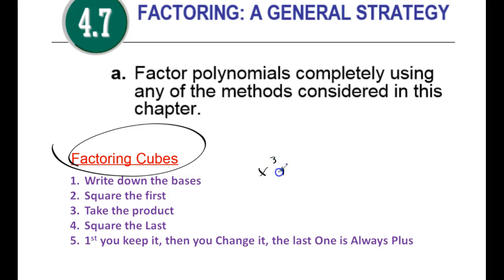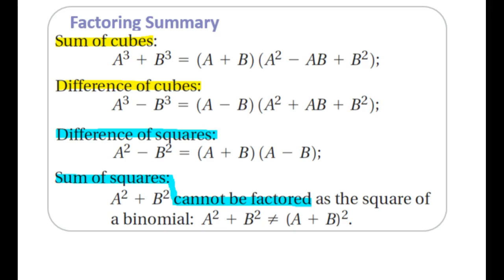In order to factor cubes, we write down the bases. So in this case, x and y are a base. You square the first, you take the product, you square the last. First you keep this sign, then you change it, and the last one's always plus. Remember, you can do that for sums and differences of cubes. So watch some previous videos for some hints.